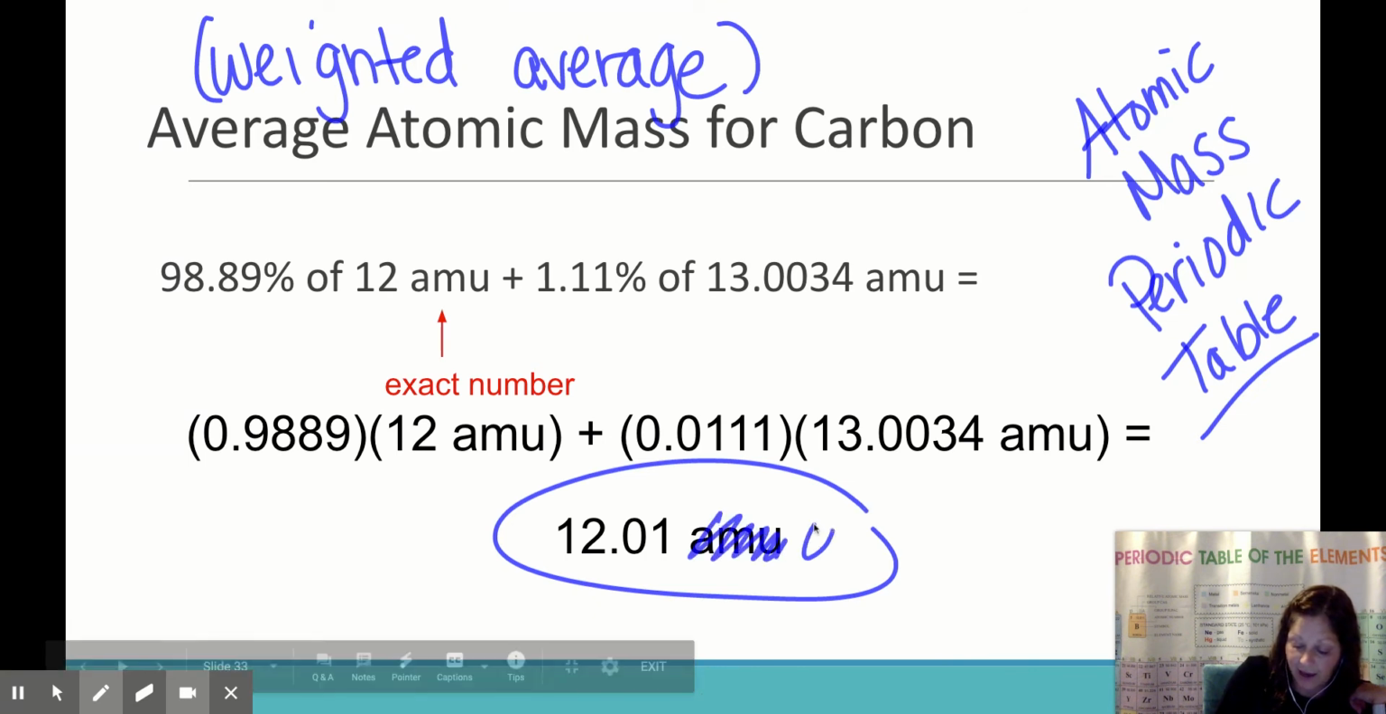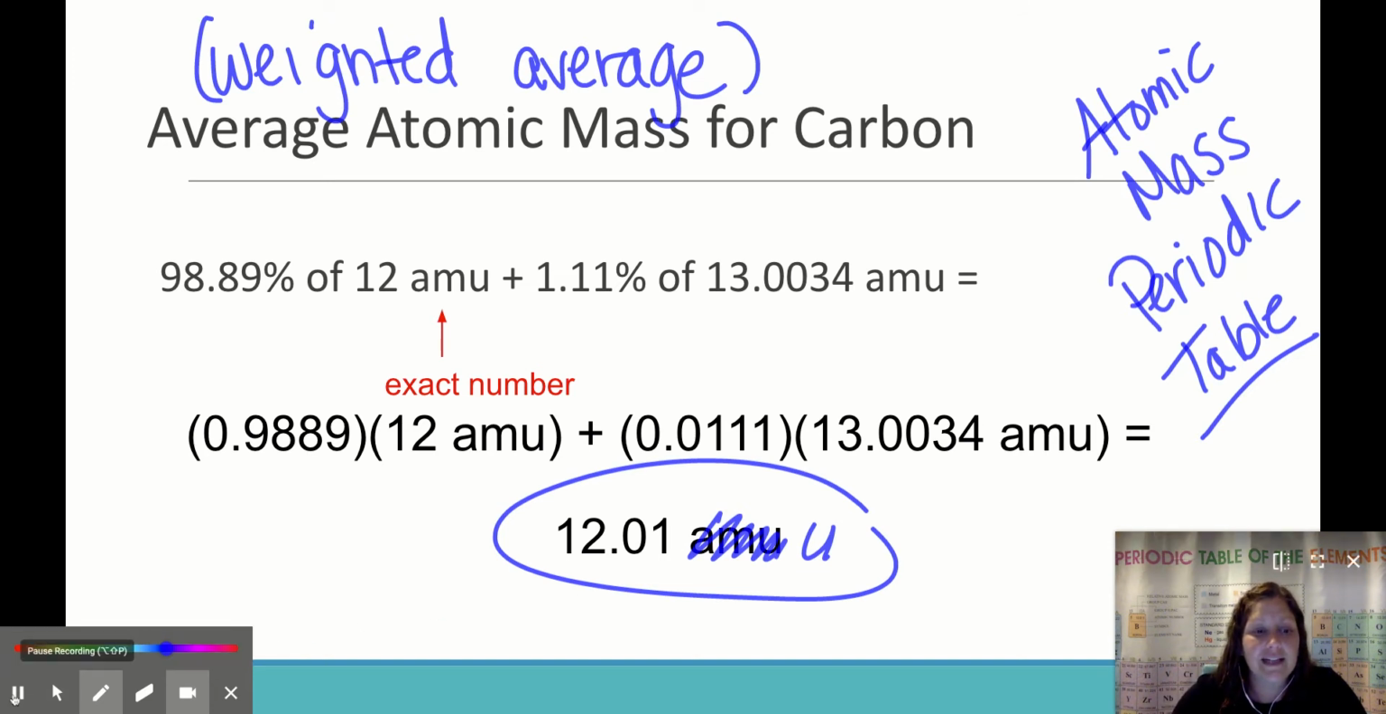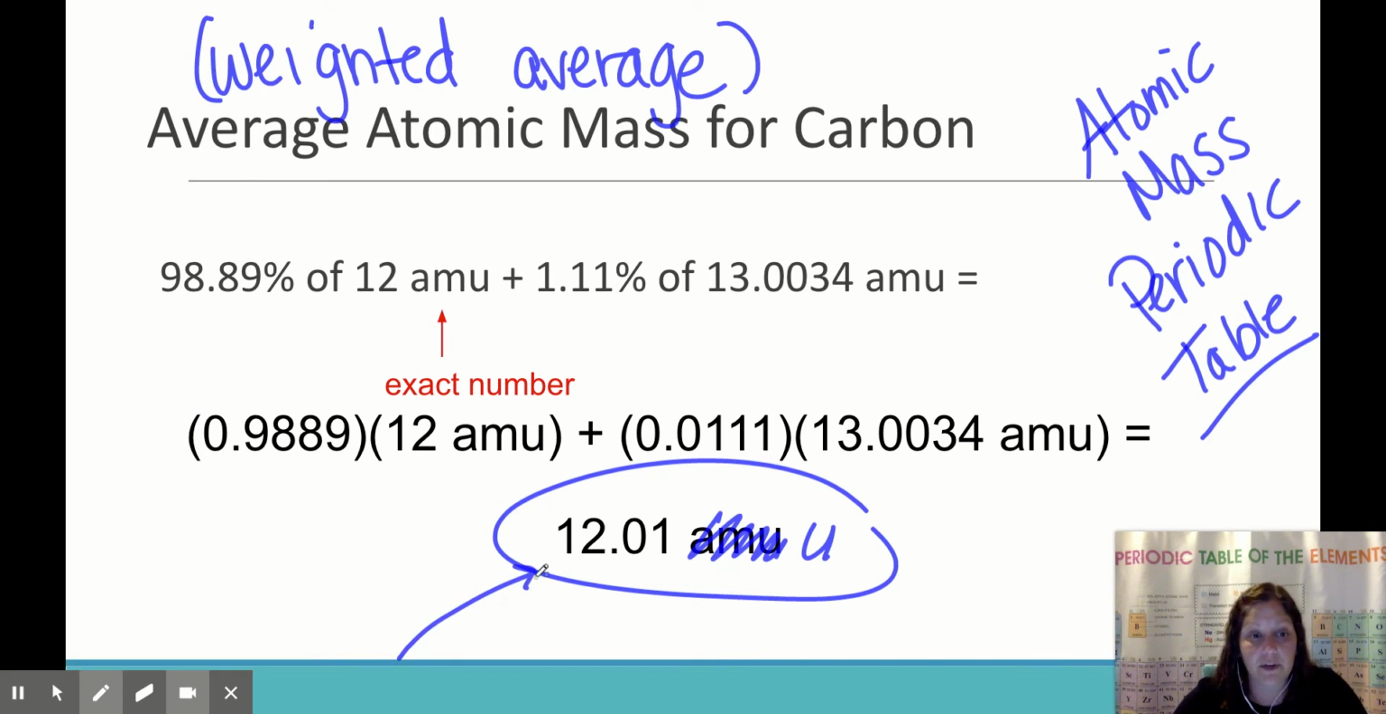And actually, the IUPAC, the International Union of Pure and Applied Chemists, have changed the atomic mass units abbreviation to just U. That did happen over the last couple of years. So that's why you'll still see some textbooks and some tables that still say AMU. But the proper abbreviation is just U. So again, it is a weighted average. This number is what we see on the periodic table for carbon.